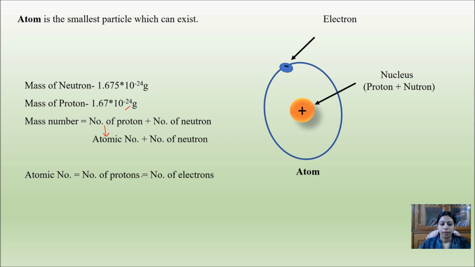The atomic number is equal to the number of protons, and the number of protons will be equal to that of electrons unless there is a loss or gain of electrons. Or you can say, till an electron is involved in any bonding, the number of protons in an atom will be equal to the number of electrons. So from here we can conclude that the atomic number is equal to the number of protons, and it is equal to the number of electrons.